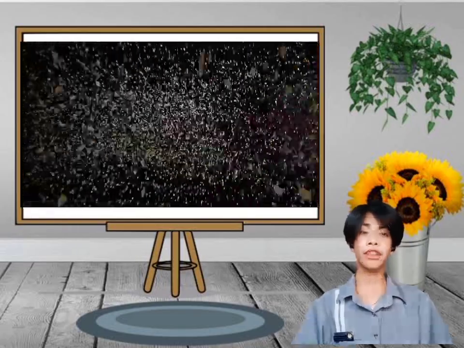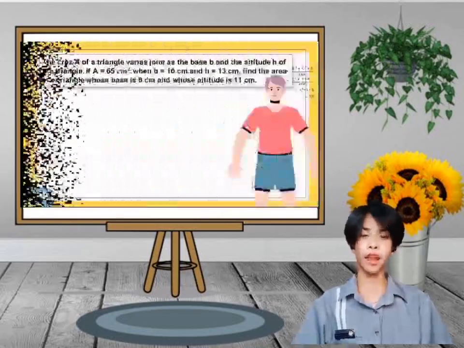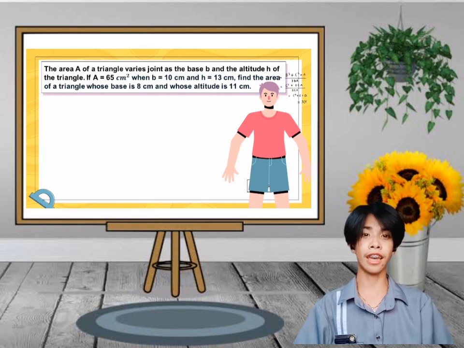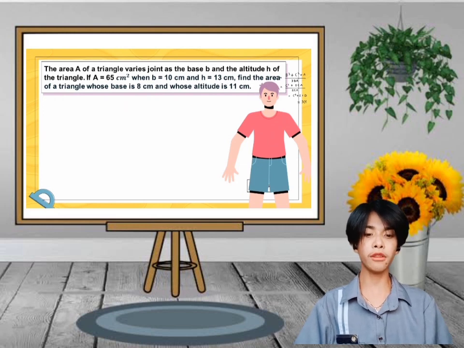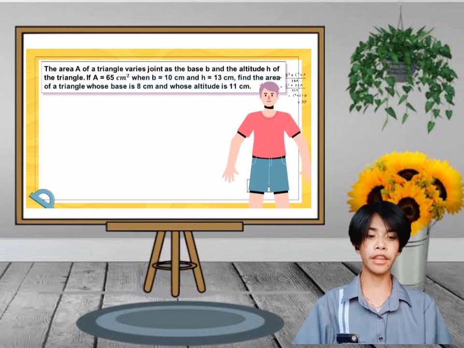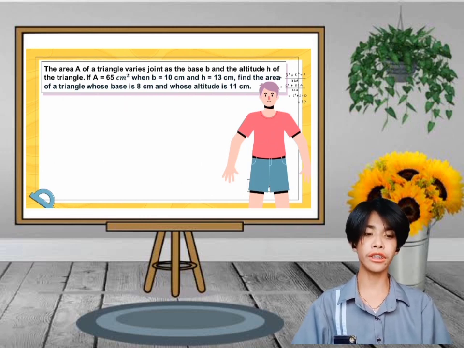Last example in this video lesson. The area of a triangle varies jointly as the base and the altitude of the triangle. If A equals 65 cm squared, when B is equal to 10 cm and H is equal to 13 cm, find the area of a triangle whose base is 8 cm and whose altitude is 11 cm.